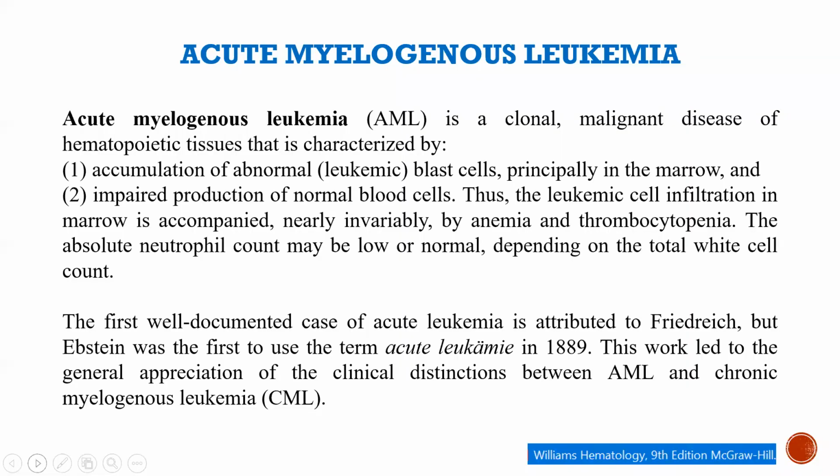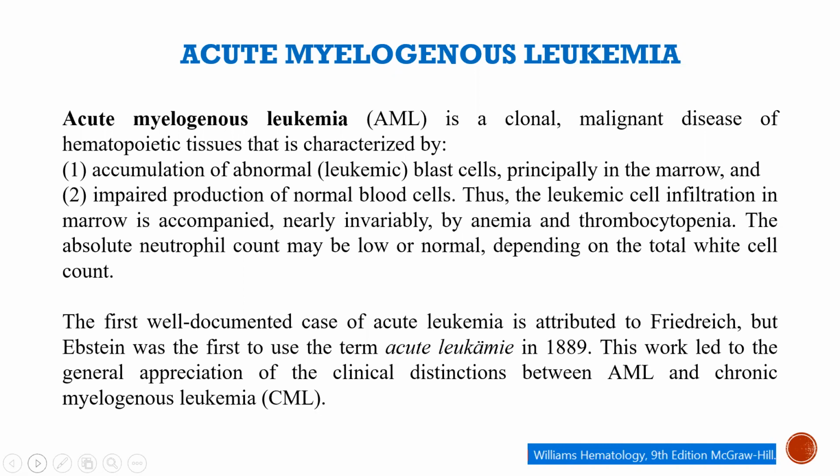Acute myelogenous leukemia is a clonal malignant disease of hematopoietic tissues that is characterized by, first, accumulation of abnormal blast cells, principally in the bone marrow, and the second one, impaired production of normal blood cells. Leukemic cell infiltration in marrow is accompanied nearly invariably by anemia and thrombocytopenia. The absolute neutrophil count may be low or normal, depending on the total white cell count.